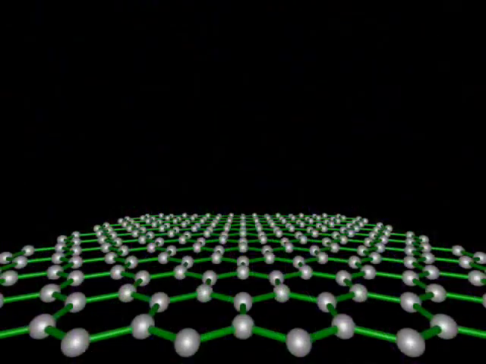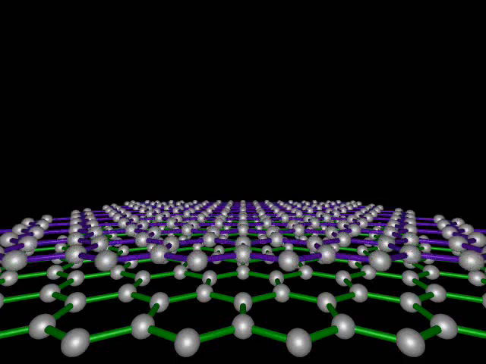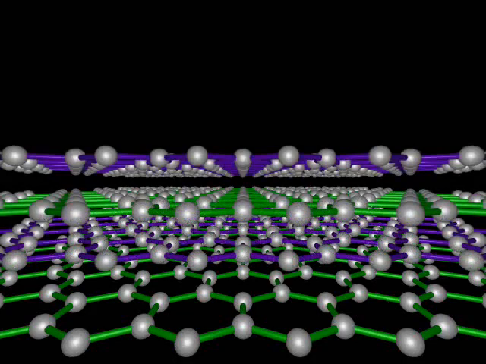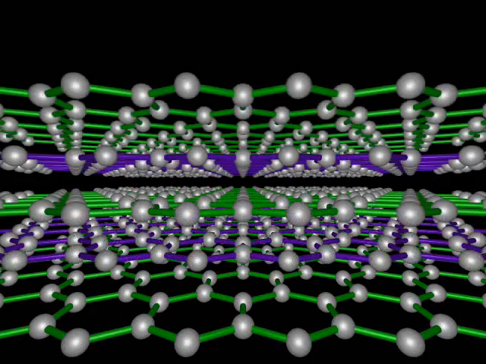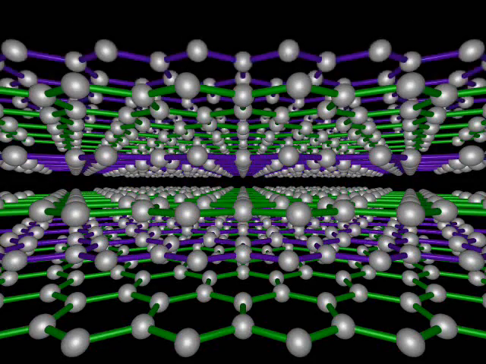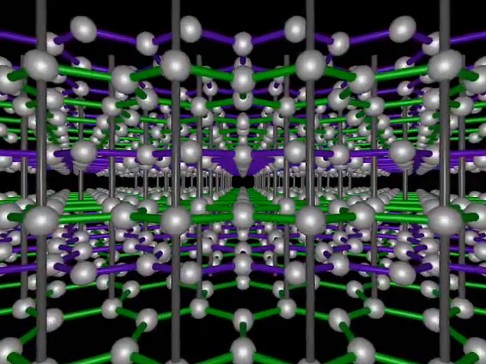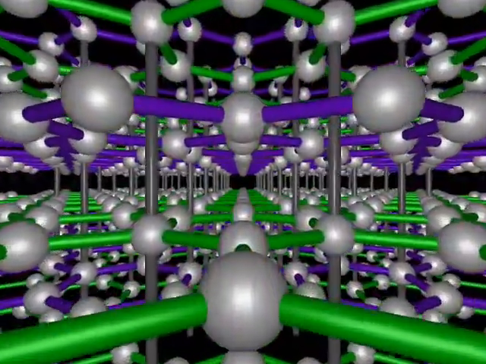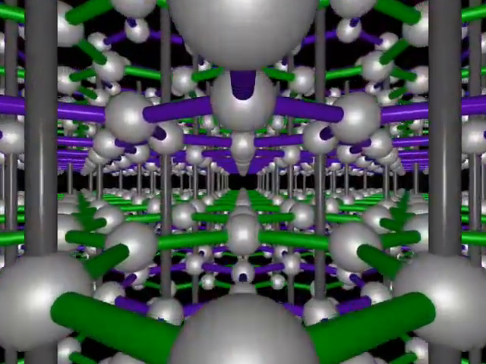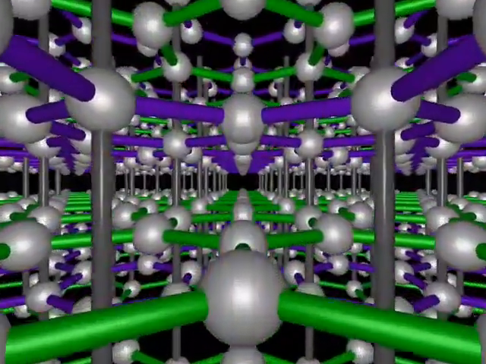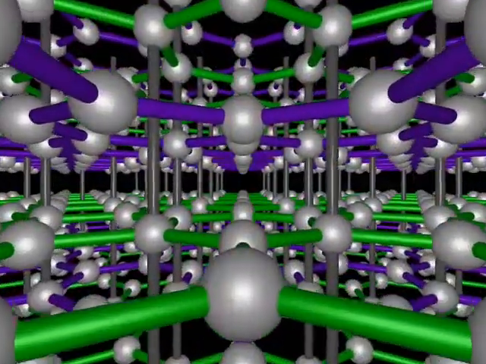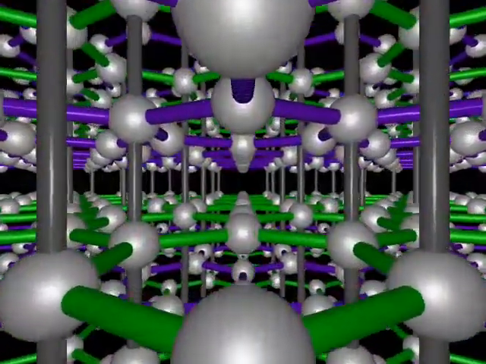Let's take another look at the way these layers are stacked from the side. As you should be able to see, alternating layers are equivalent. The gray cylinders connecting like layers are for illustration only. There is no actual bonding between the layers. Graphite is therefore said to be a two-dimensional network covalent solid, as the chemical bonding only occurs in two dimensions.